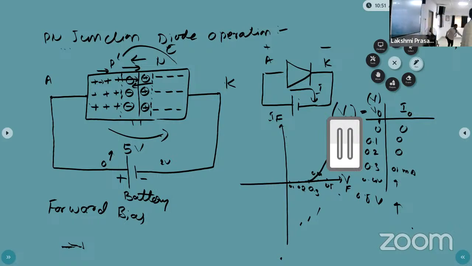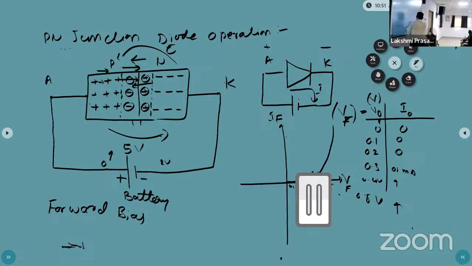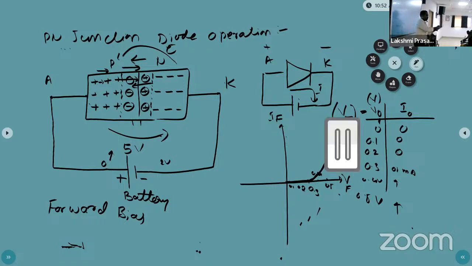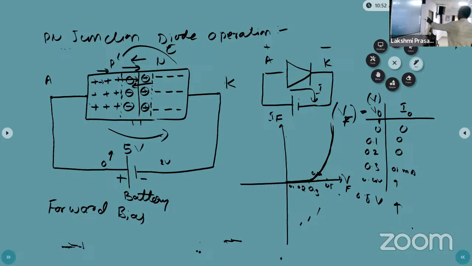From the table, we are drawing the graph. Here, from 0 up to 0.3 volts, there is no current, so the graph stays along the x-axis. From 0.3 volts onwards, the current slowly increases. At a certain voltage, the complete junction disappears, and then the total current can flow. That is called the volt-ampere characteristics of the PN junction diode under forward bias.